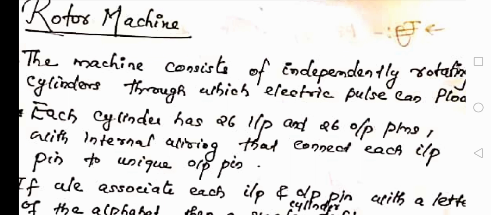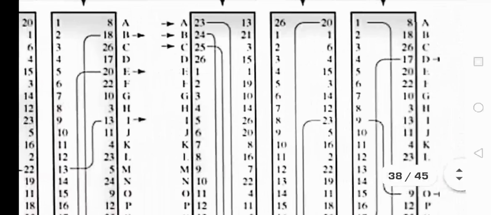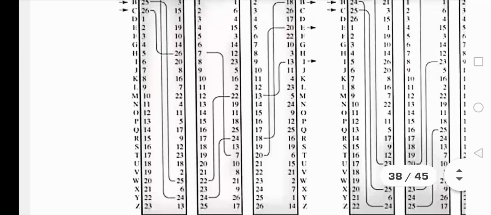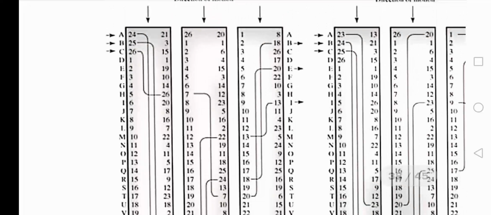Okay, so this is the real figure of a rotor machine, which consists of 6 cylinders. The thing is that each and every cylinder is independently rotating, irrespective of the cylinders present just nearby it. Each and every cylinder will be simply rotating on its own. Each cylinder will be rotating based on the electric impulse that is provided to it.